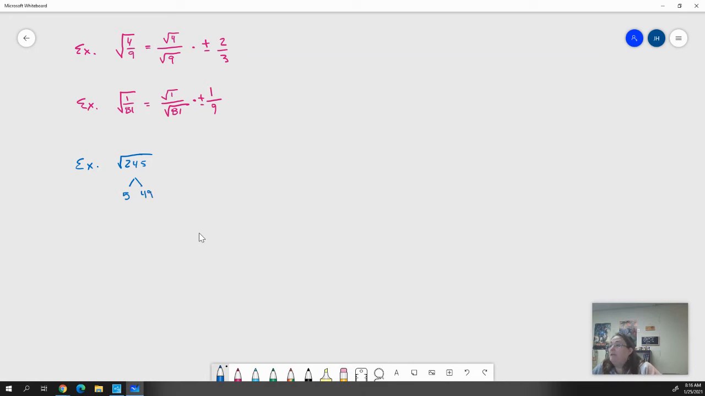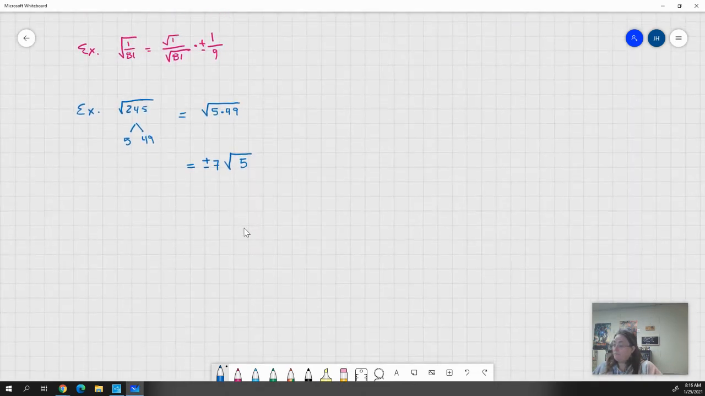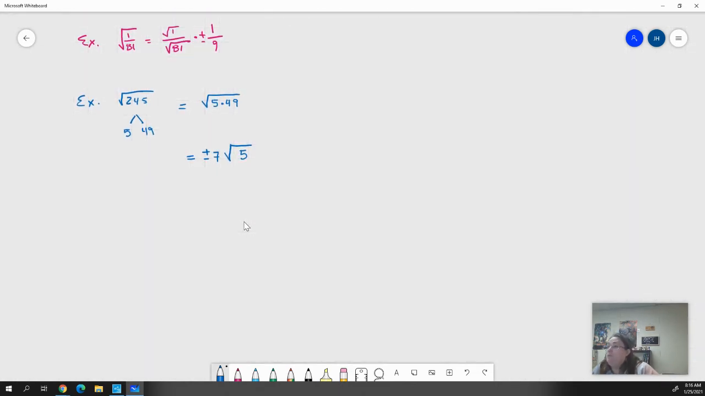5 times 49. So when I rewrite this, I can look at it as the square root of 5 times 49. And we know that 49 is a perfect square, which means that I can pull at least that part out. Now, 49 is 7 times 7, so what we're going to pull out is 7. And we have to leave in the part that we can't break down, which is 5.